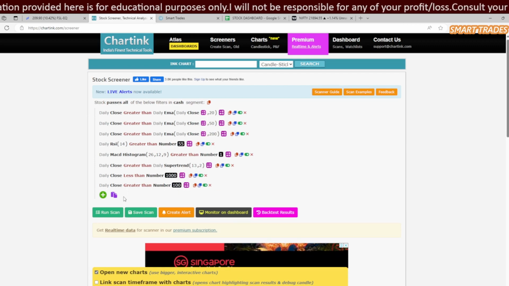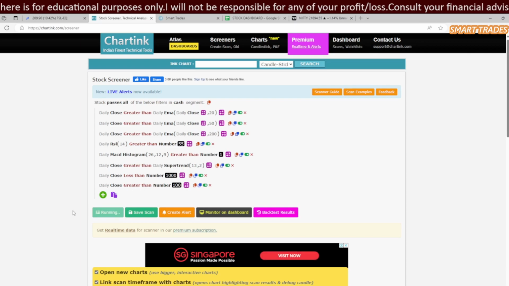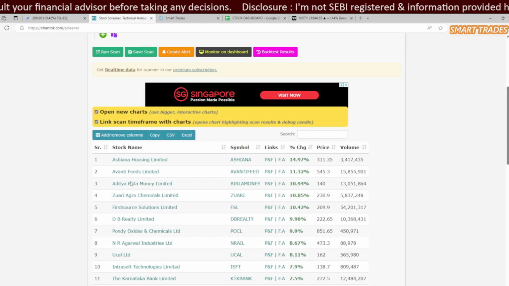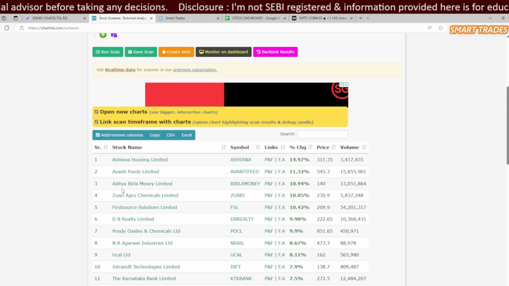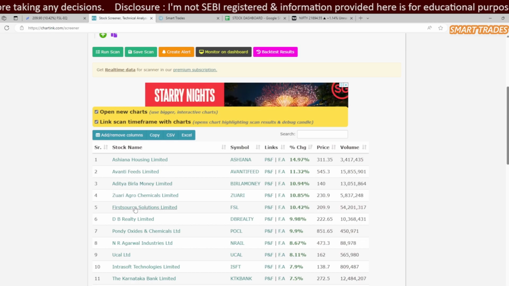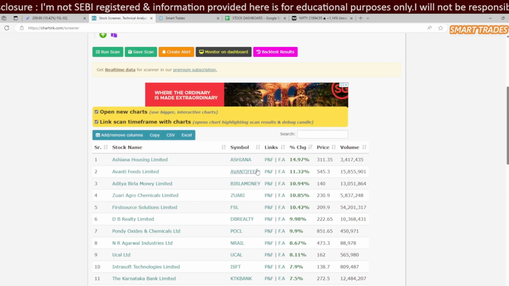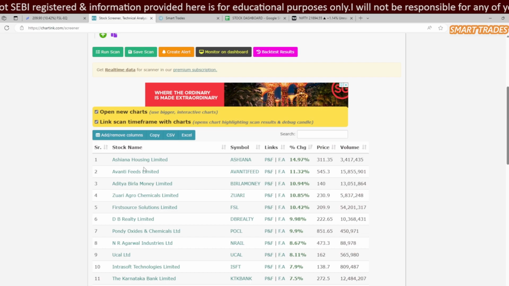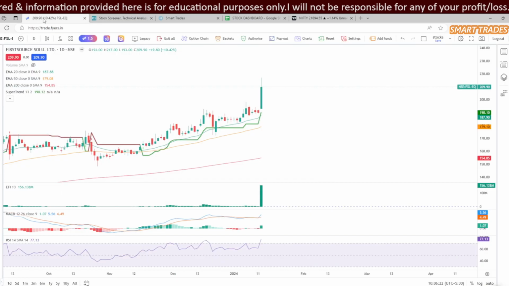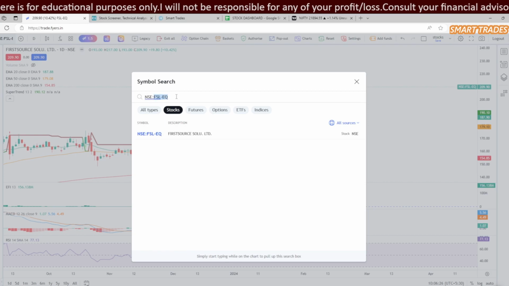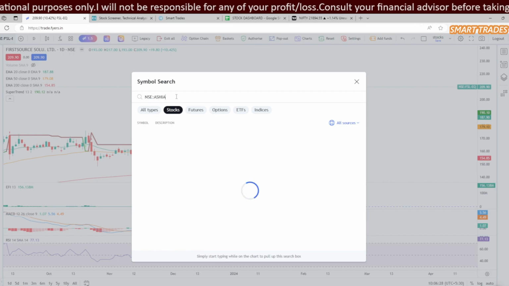So let's see, guys, let's run the scan. You can see we have Ashiana Housing, the second one is Avanti Feeds, the third one is Aditya Birla, and the fourth one is Zuari. Let's see the first one, Ashiana Housing Limited. Let's see. Go to Ashiana.